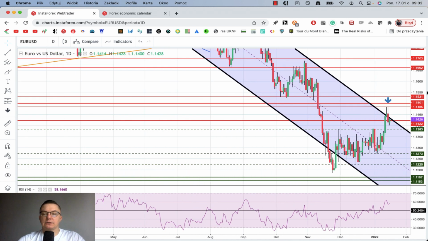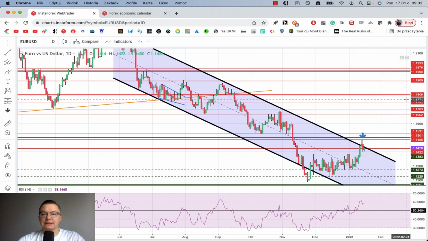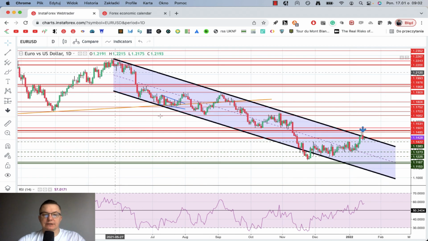However, please take a look at this channel now. It's a multi-month channel. It started at the end of May 2021. It's more than 6 months. So we got the occasional breakout to the downside, and a false breakout to the upside. It still looks like a false breakout because we need to break above 1.1501 and higher in order to treat this low as the swing low and possible trend reversal.